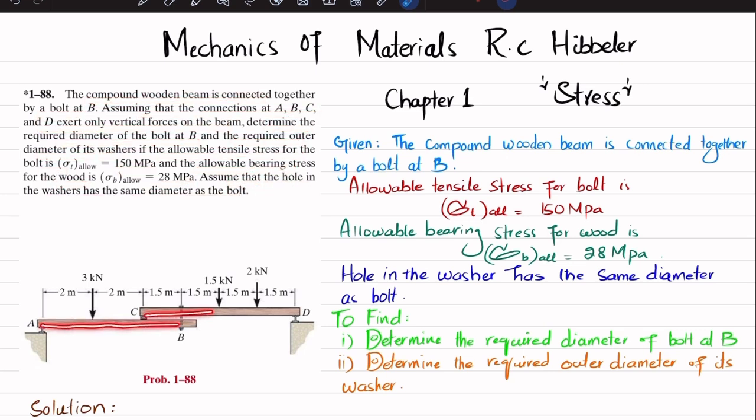So you can see these are compound beams that are connected together by a bolt at B, and the reactions at A, B, C, and D only exert vertical force. All other loadings are shown over here. Clear? So you have to determine the diameter of this bolt and the outer diameter of the washer that is used in this bolt. So let's start with the solution.